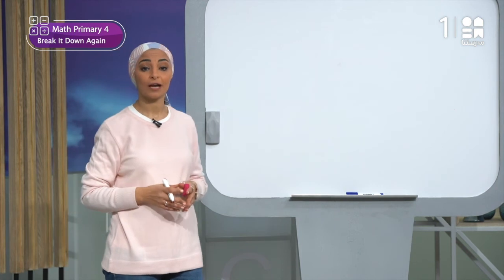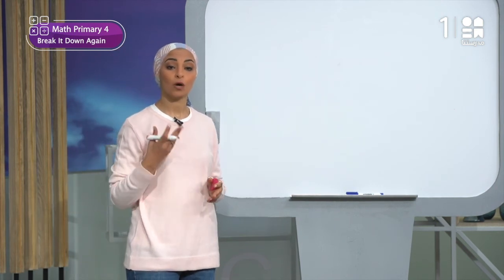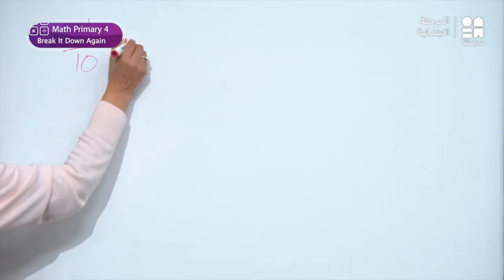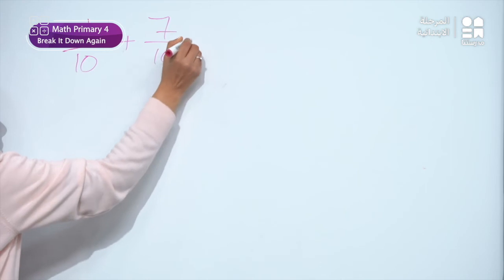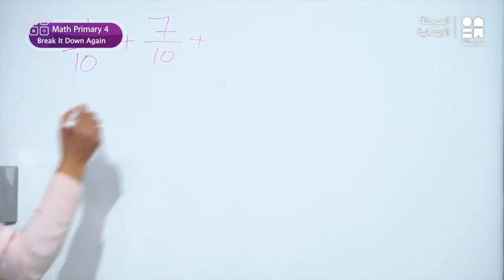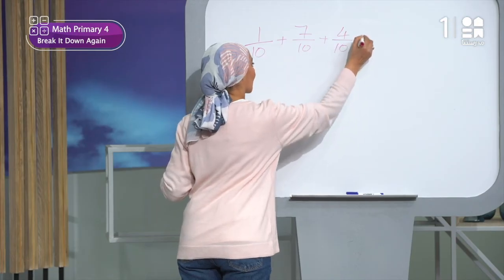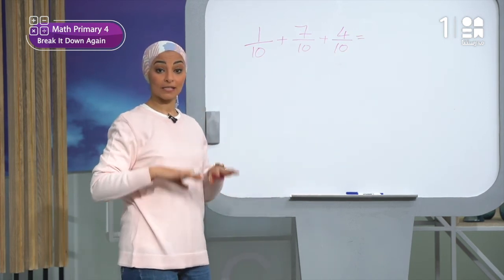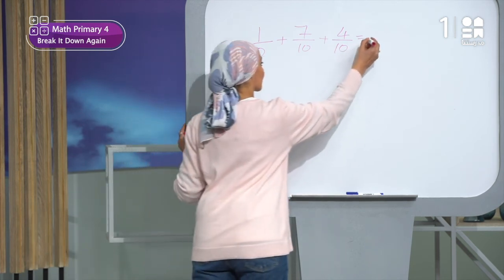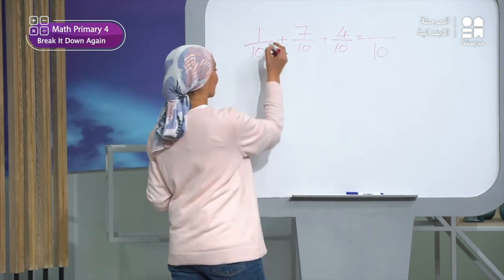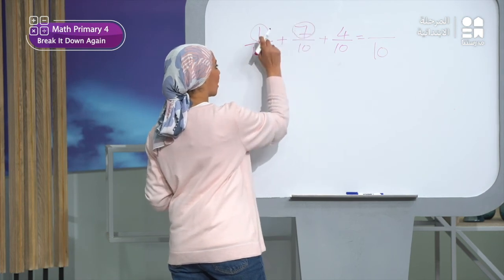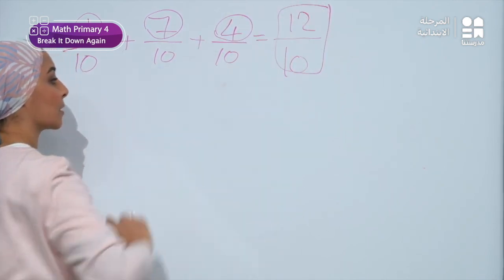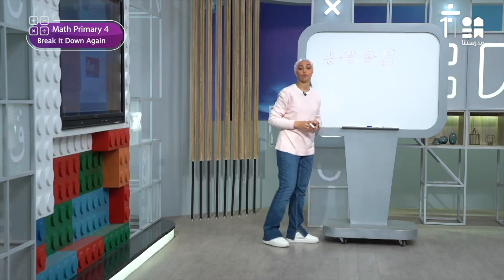Now let's add the fractions in the first equation, which was 1 over 10 plus 7 over 10 plus 4 over 10. Here I have 1 over 10 plus 7 over 10 plus 4 over 10. You write it with me. I will add these fractions first. As we know, I will keep the denominator as it is, so 10 stays as it is. So I add the numerators only. 1 plus 7 is 8, plus 4 equals 12. So for the first equation, the answer is 12 over 10.